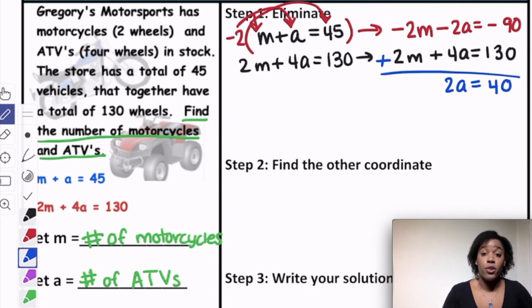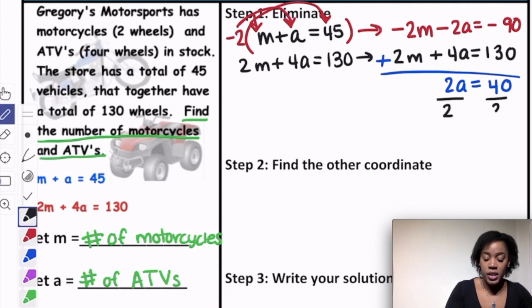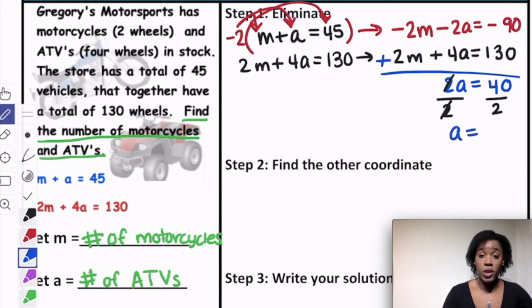So now we have an equation in one variable and we can solve for a. So to isolate a, we need to divide the left side of the equation by 2. And whatever we do to one side of an equation, we have to do to the other side to maintain balance. So 40 divided by 2 is 20. So we found the number of ATVs.